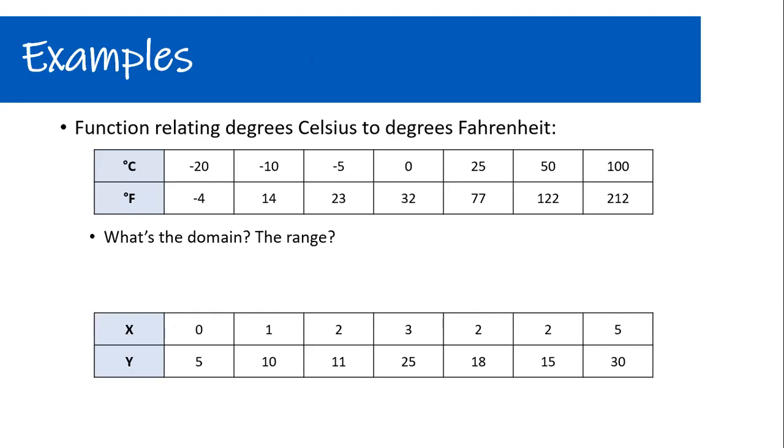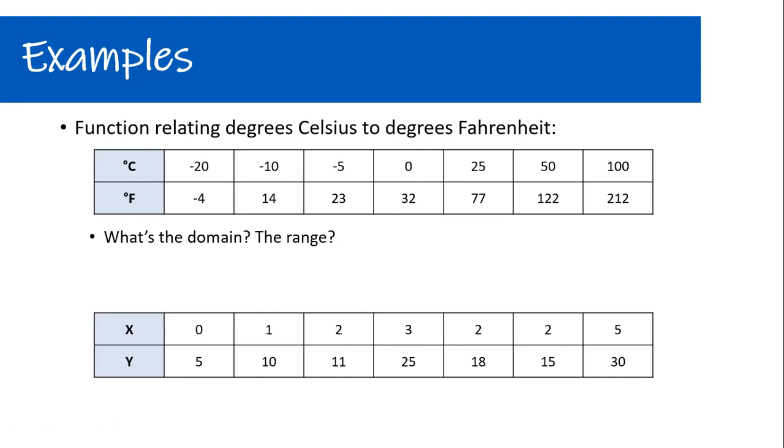So let's look at this. For example, we have a function relating degrees Celsius to degrees Fahrenheit. Here, negative 20 degrees Celsius is equal to negative 4 degrees Fahrenheit. 0 degrees Celsius is equal to 32 degrees Fahrenheit. Our domain here would just be the set of negative 20, negative 10, negative 5, 0, 25, 50, and 100.